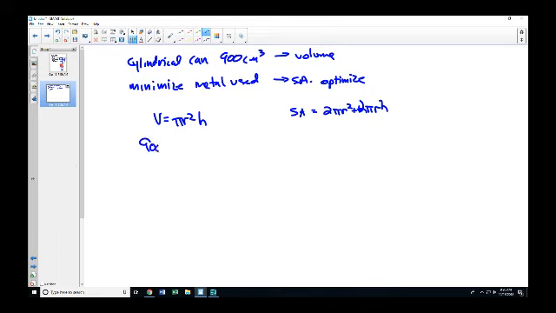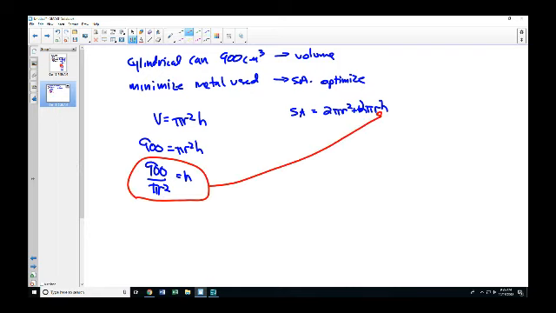So 900 is pi r squared h, right? Because we know the volume of the can. In terms of h or r, it doesn't matter. H is easier. Oh, yeah, that's true. I'm going fast, so are you keeping up? Yes. So rewrite with the substituted value.